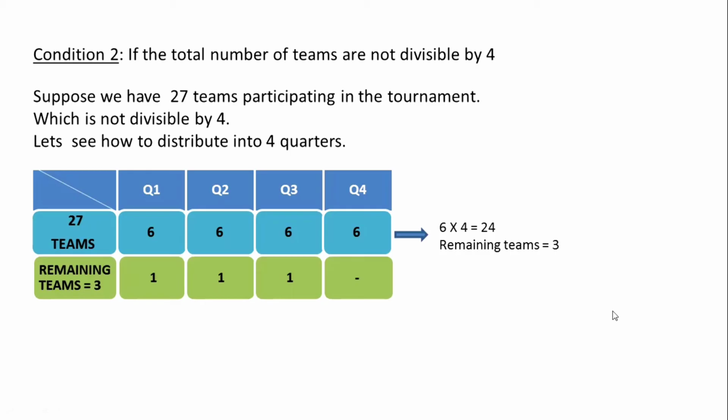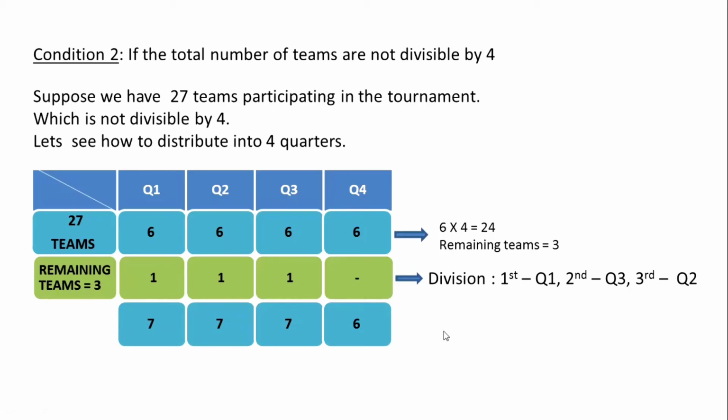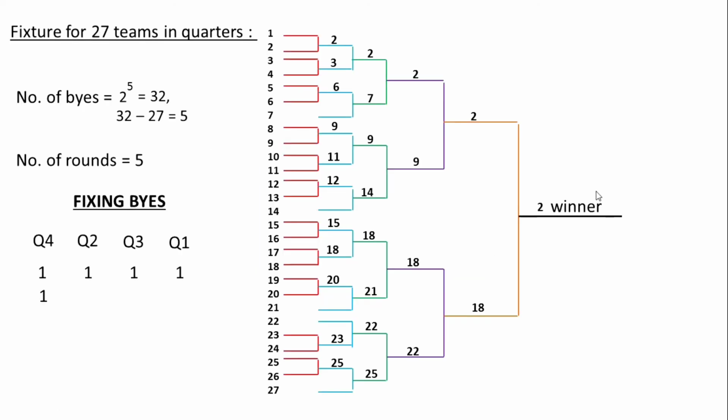only three teams are there, so three quarters are given one team each, and first team is given to the first quarter, second team is given to the third quarter, and third team to the second quarter. Here you can see the first quarter is having 7 teams, second quarter with 7 teams, third quarter with 7 teams, and the fourth quarter with 6 teams, and total we are getting 27 teams. And this is the fixture for 27 teams in 4 quarters.